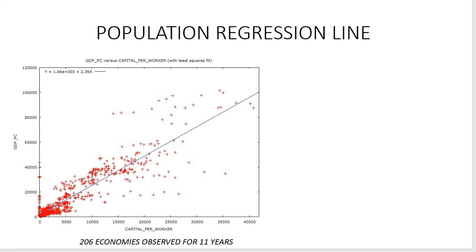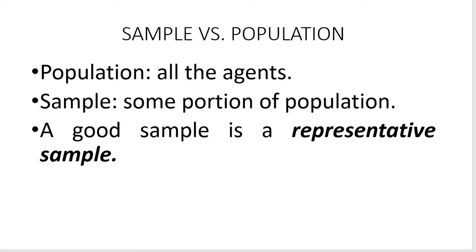So the next thing we have to discuss is the difference between population and sample. Basically, population consists of all the agents of interest. For instance, if I analyze the relationship between capital per capita and income, it makes sense for me to collect all the data for the entire historical period for all the available countries. Then I will have the population. And a sample is basically some portion of the population. So let's say it can consist only of developed economies.